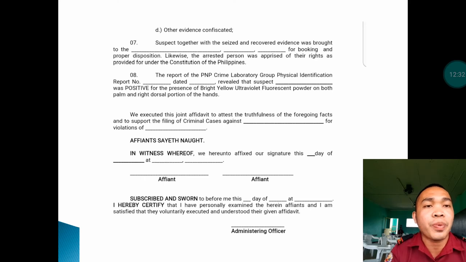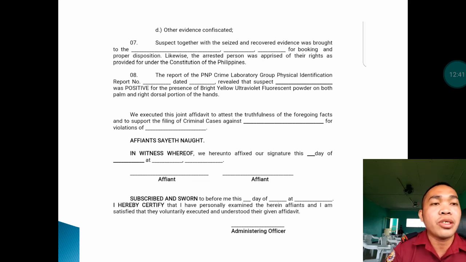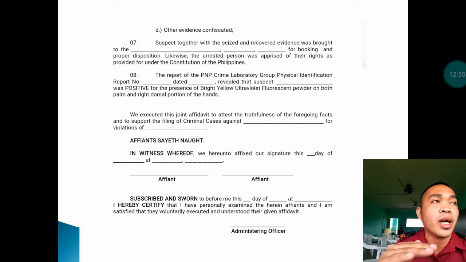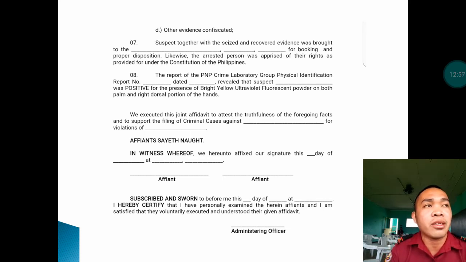The seventh paragraph, suspect together with the seized and recovered evidence was brought to the, asa dapit nga lugar, station for booking and proper disposition, where the arrested person was apprised of his rights as provided for under the Constitution of the Philippines. So kung asa dapit nga station ibutang tong mga nakuha nga confiscated nga mga evidence, then dito na basahan sa iyang rights ang suspect.